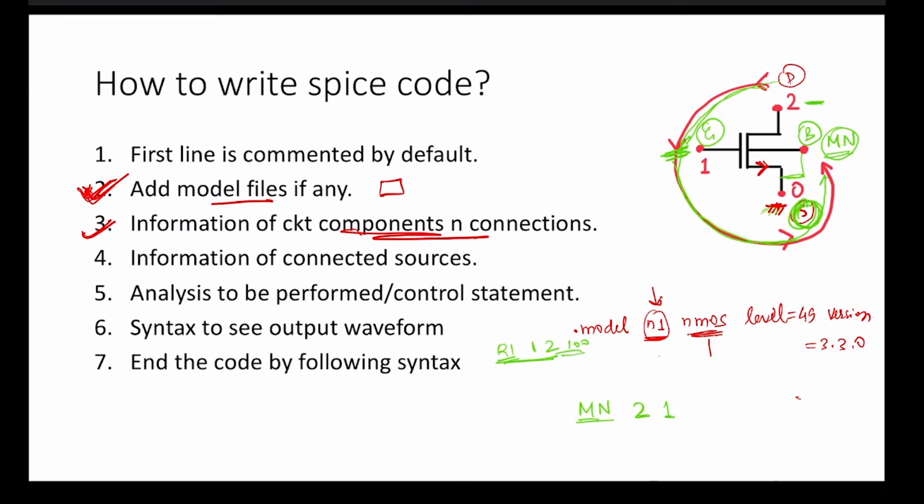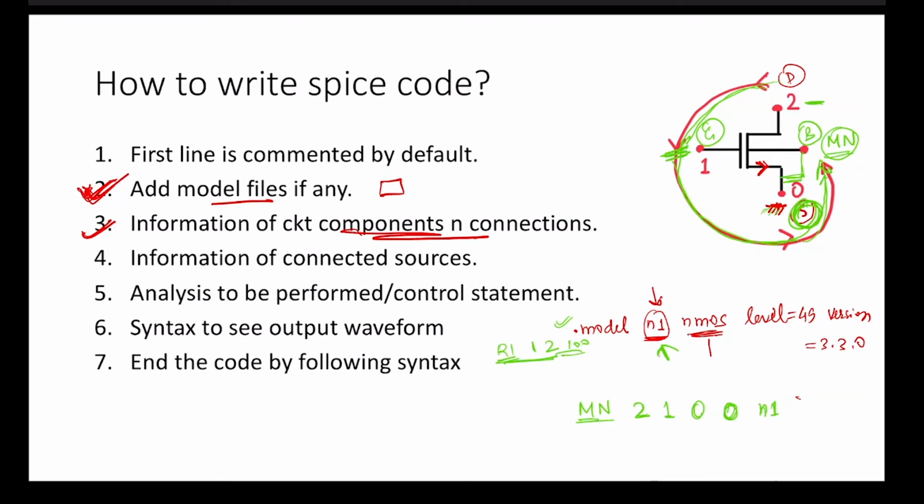Then the source will come. Source is connected to 0. And after that, we'll go to the body. And the body, I have connected to the source only, and that is connected to 0. So 0. Okay. And what is this? This is N1. I have defined it here, N1. So that's how we write the Spice code for MOS.